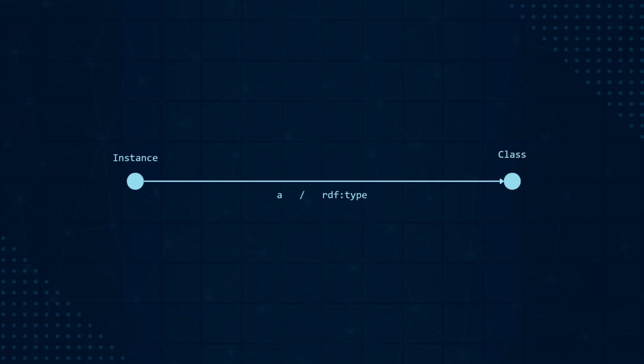RDF type is used to state that a resource is an instance of a class. So the subject in a triple that uses RDF type is the instance. The related object is the class. You can use either A as predicate or RDF type. Let's change our Turtle file accordingly.